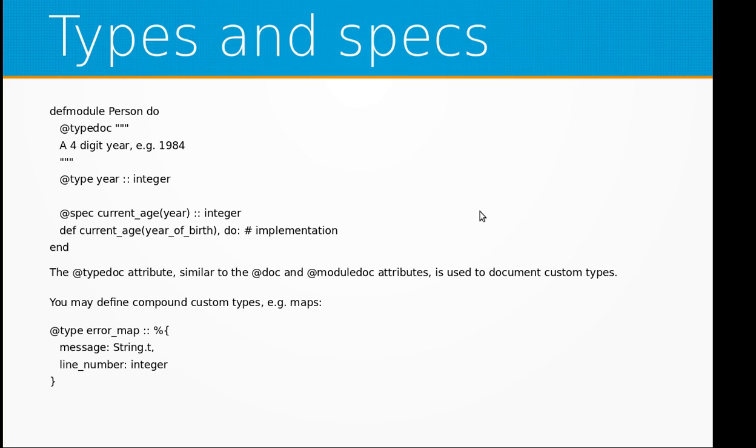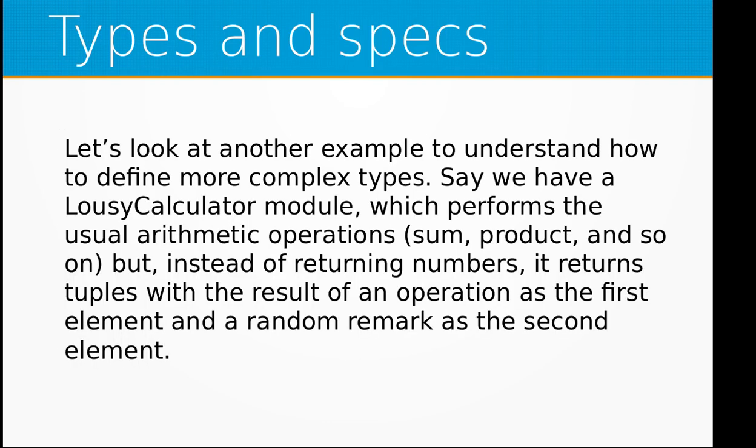The @typedoc attribute, similar to the @doc and @moduledoc attributes, is used to document custom types. You may define compound custom types, for example maps: @type error :: %{message: String.t, line_number: integer}. Let's look at another example to understand how to define more complex types.